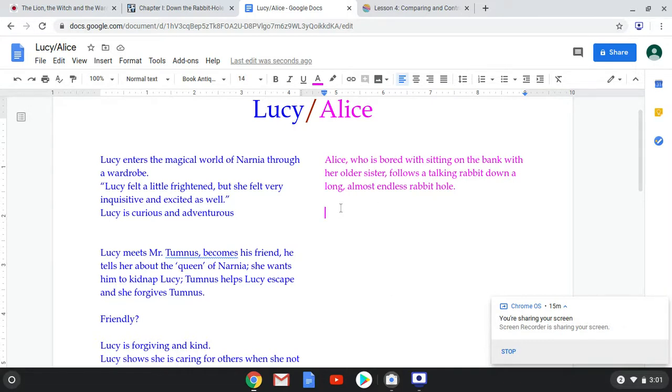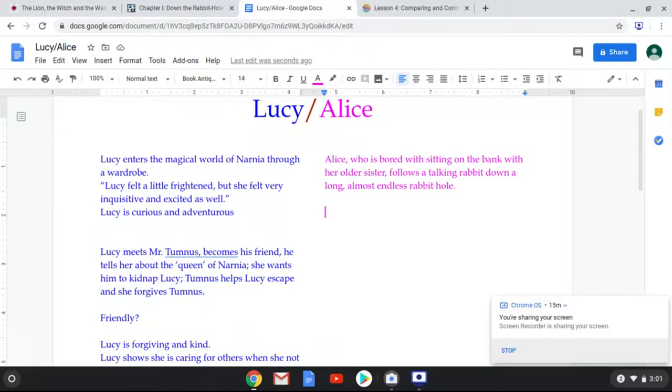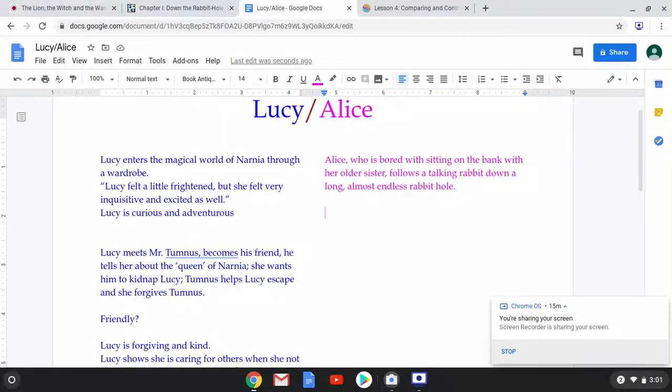And what does that show us about Alice? This is that she was bored, okay? But she decides to go after the rabbit. So we could say Alice is curious. You could also use the words that we had for Lucy, a synonym, inquisitive.